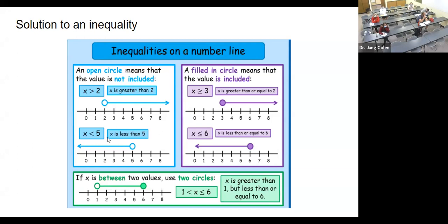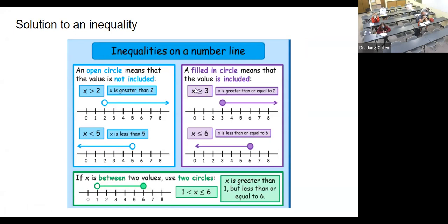Then take a look at this one. X is less than 5. We look at numbers that are less than 5. So on the left-hand side of 5, is 5 included? It's not, right? So we need to open that circle. Make sense?